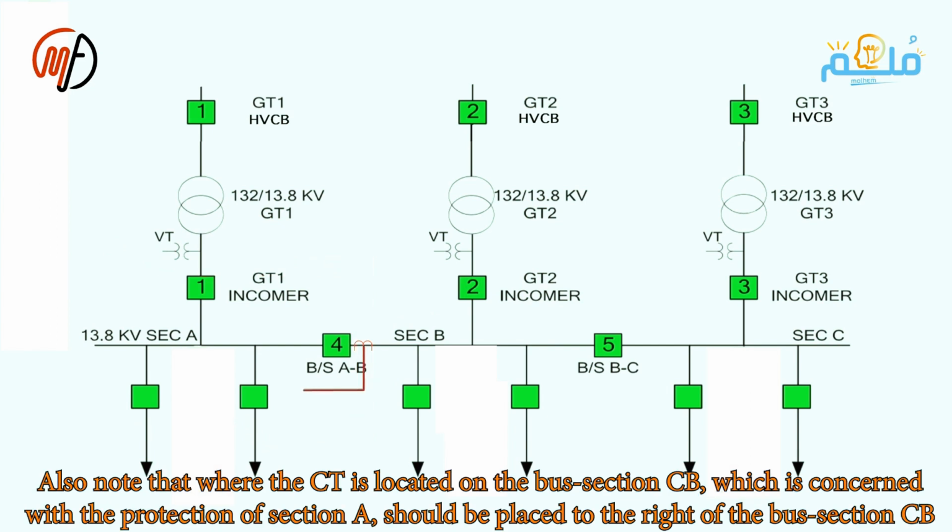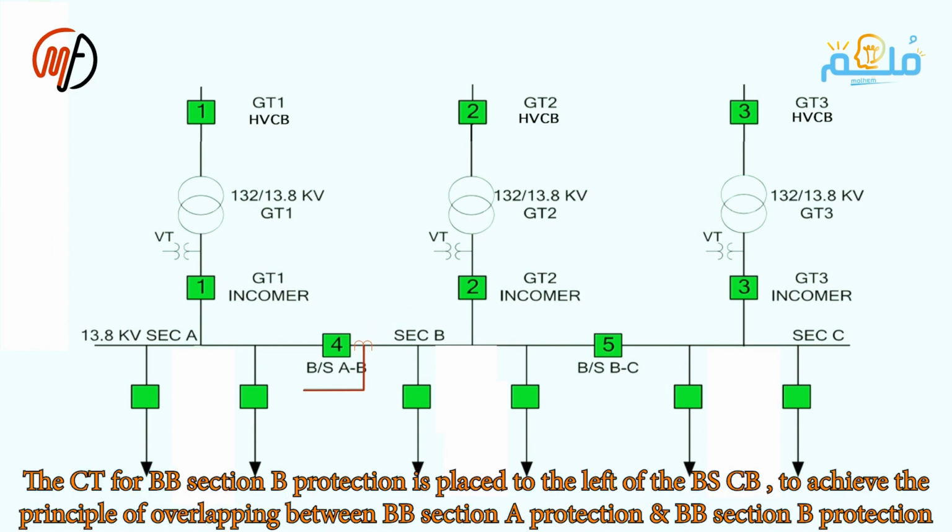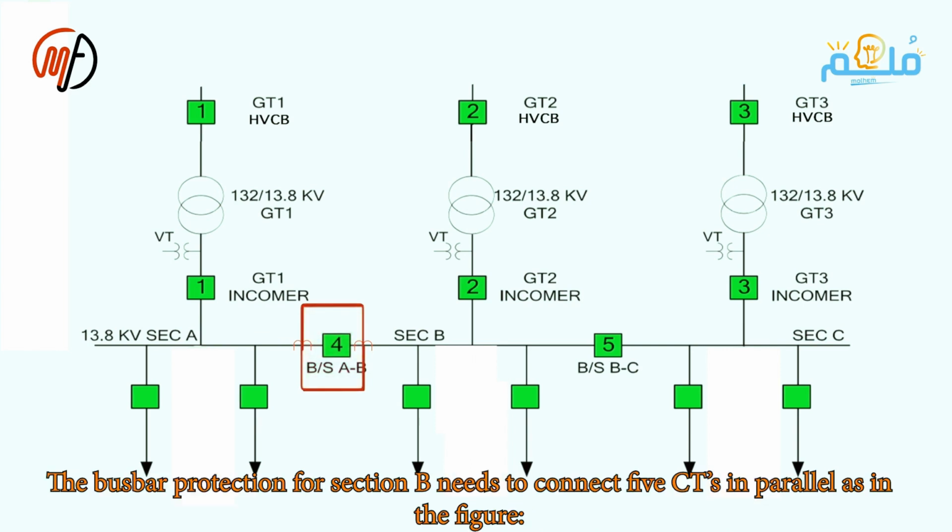Also note that the CT for protecting bus section A is placed to the right of the bus section 1 circuit breaker, while the CT for protecting bus section B is placed to its left. This is, as we mentioned before, to achieve the overlapping between bus bar section A protection and bus bar section B protection. Meanwhile, protecting bus bar section 2 requires connecting 5 CTs in parallel, as shown in the diagram.